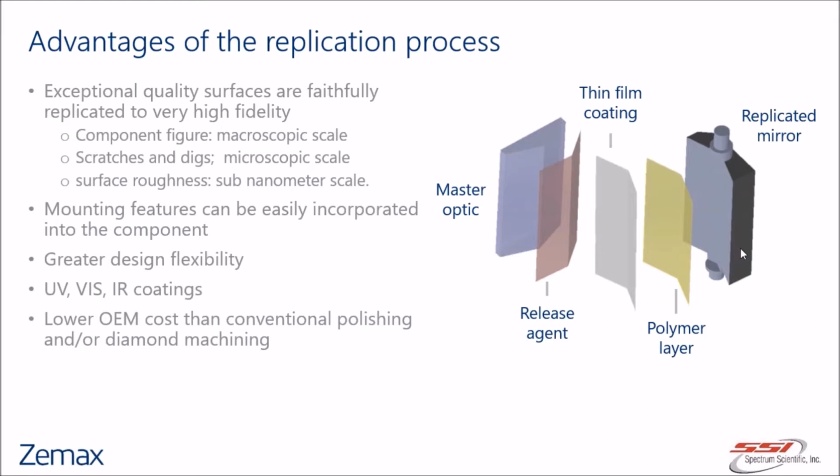Another potential advantage is choosing a substrate with a low or high coefficient of thermal expansion. This allows for an athermalized design if that's what you desire. All of these advantages make the replication process ideal for the OEM manufacturing of precision optics.